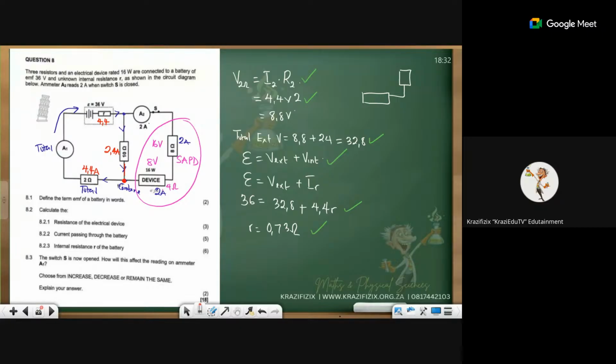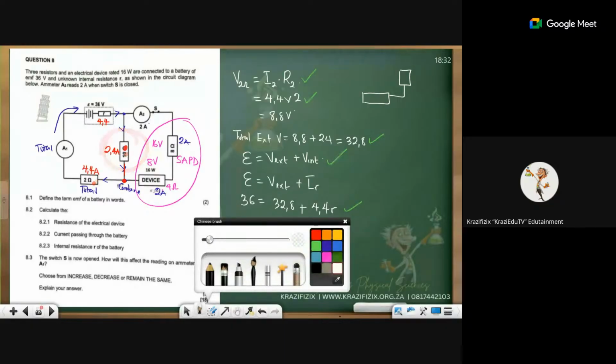But total resistance will what? This is the only one. It's just these 2 working now. So it will be 12 volts. 12 what? Ohms. So what happens? Let's write our answer. Total what?